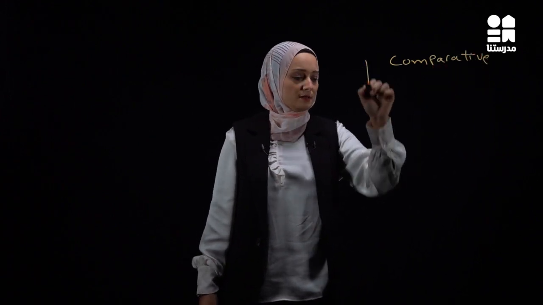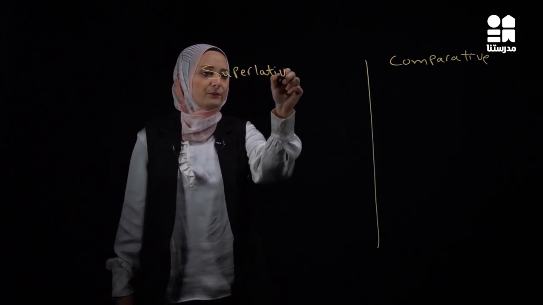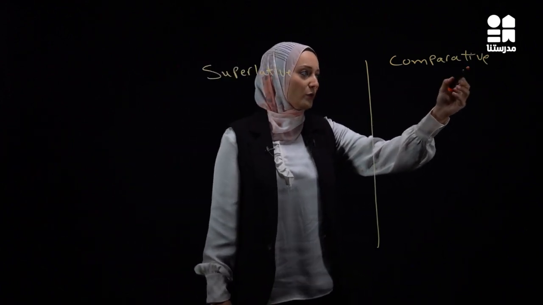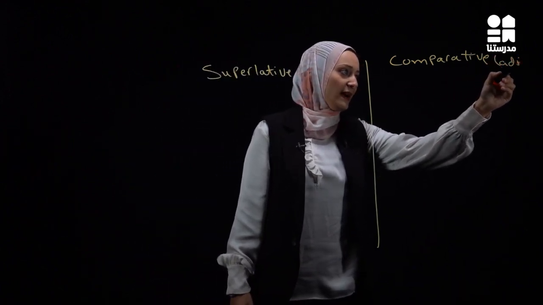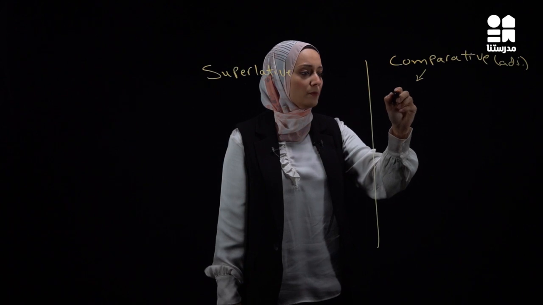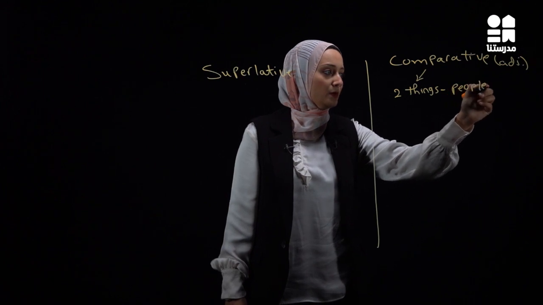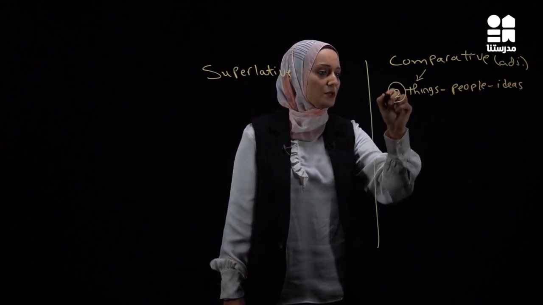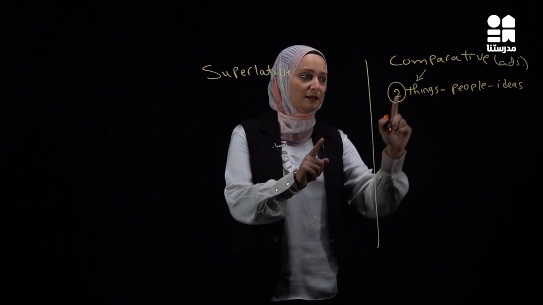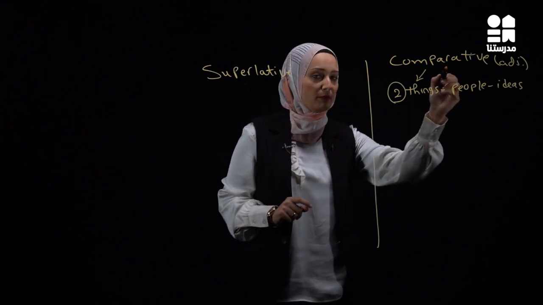So we're going to explain the comparative form versus the superlative form. So what is the comparative form? We use comparative form with adjectives. بنستخدمه مع الصفات. And I use this in order to compare between two things or people or ideas. So the key here is two. لما أقارن ما بين شخصين أو حاجتين أو فكرتين, two only, I use the comparative form.